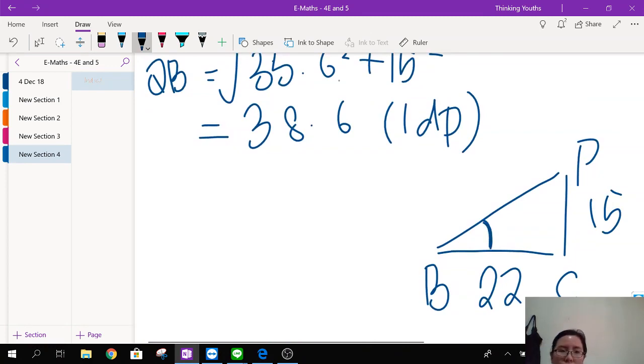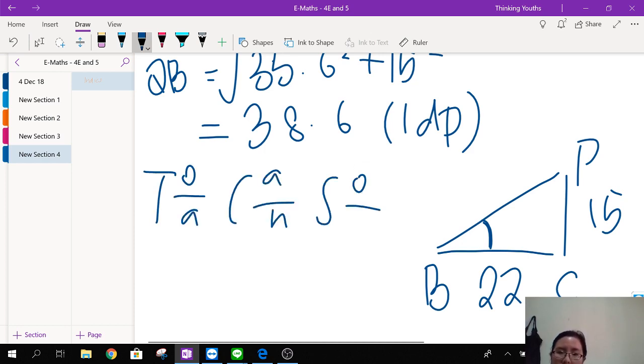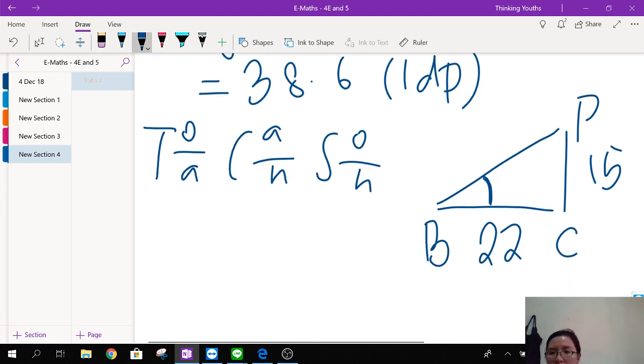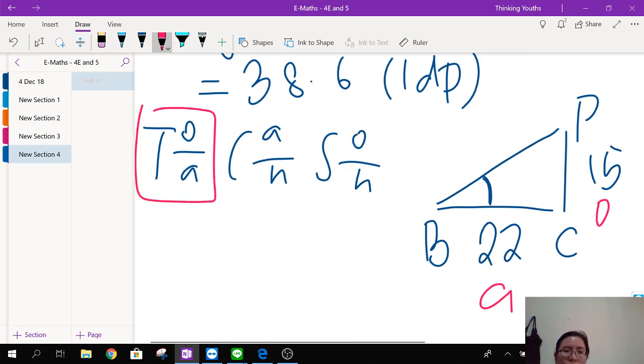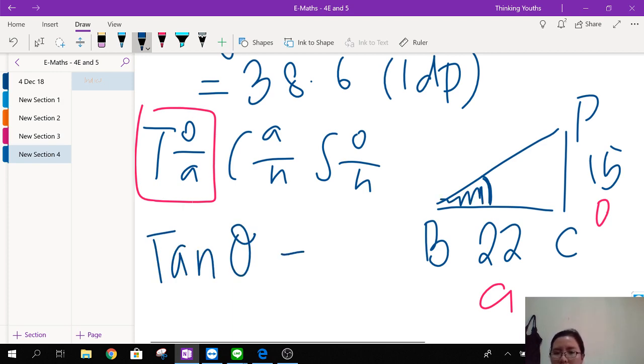Use CAHSOH, this is the trigo ratio. Use it to help you. We identify already, here is your A, this is your O. So you have to use tangent. Tangent theta, which is the unknown that you want to find, is always O over A, 15 over 22.